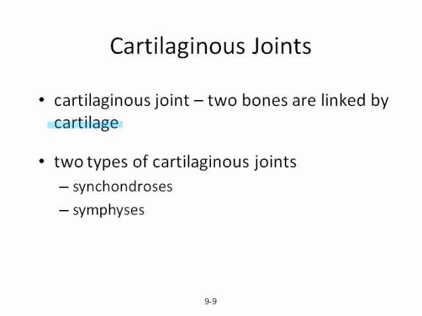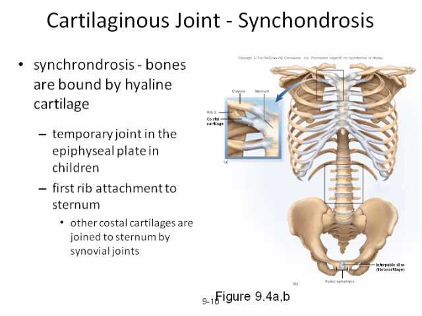And we have two types of cartilaginous joints. We have synchondrosis and symphysis. And what we want to do is spend a couple minutes looking at both of these types. And then we're going to be introduced to the fourth joint, and starting in the next session, we'll go into detail about that other joint.